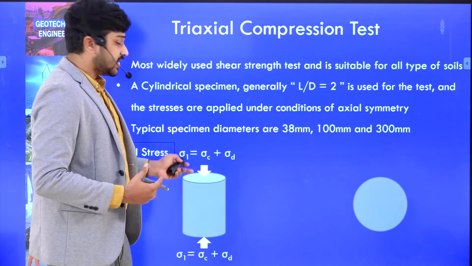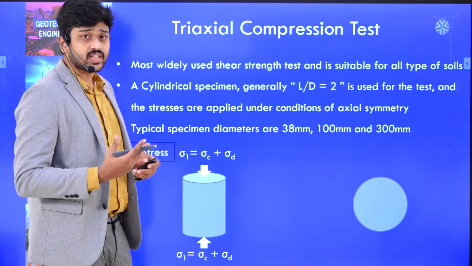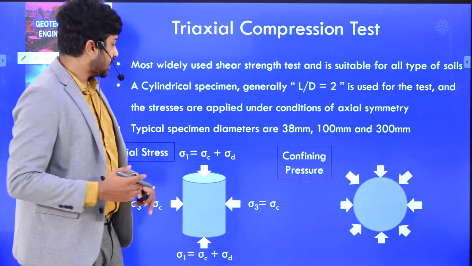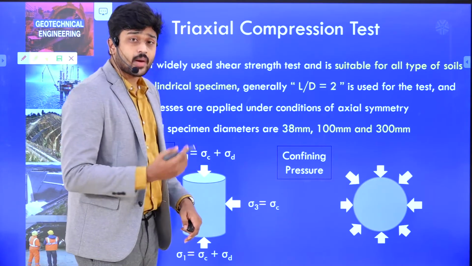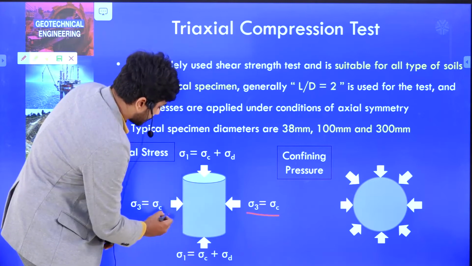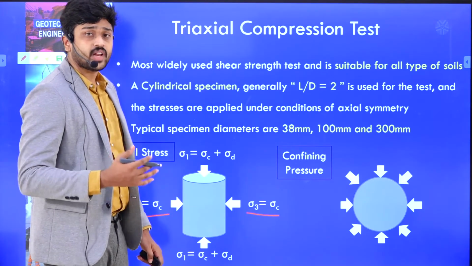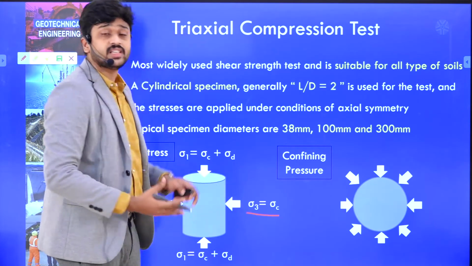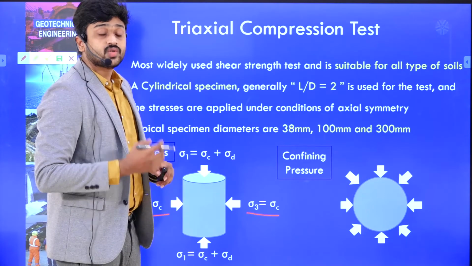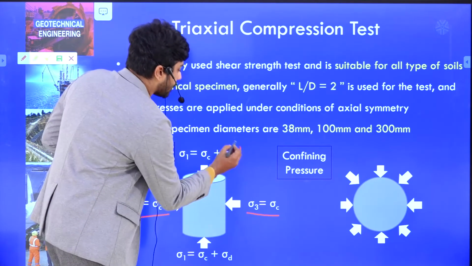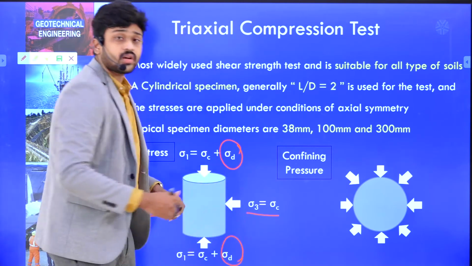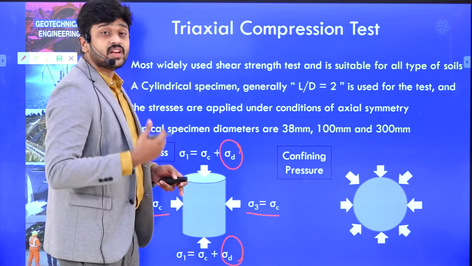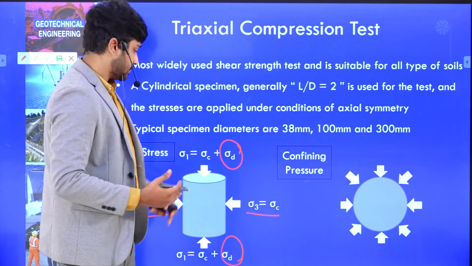Furthermore, as I have stated, initially there are two stages, that means the consolidation stage and the shear stage. Let us say in the initial stage I have applied a confining pressure of sigma c. Because of this, sigma 3 is equal to sigma c, and consolidation is taking place. After a certain amount of time, I apply this additional stress or additional load. Because of this additional load, shear will happen. That you need to remember here.